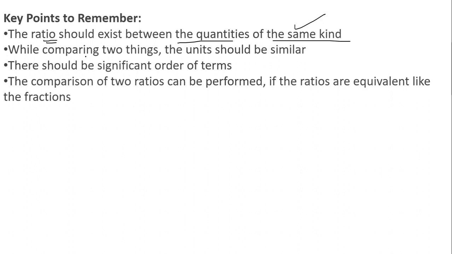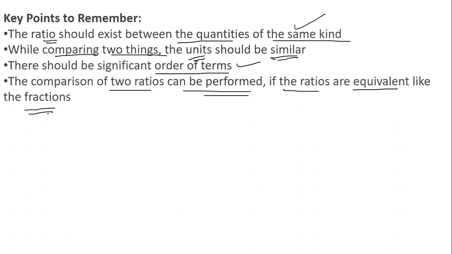Whatever things you are comparing in case of ratio should be of a similar unit. As I told you in measurement also, whatever values you are comparing, the units of those two values should always mandatorily be similar. Moving on to the next point, there should be a significant order of terms. The comparison of two ratios can be performed if the ratios are equivalent, like fractions, which I already discussed in detail in yesterday's lecture.